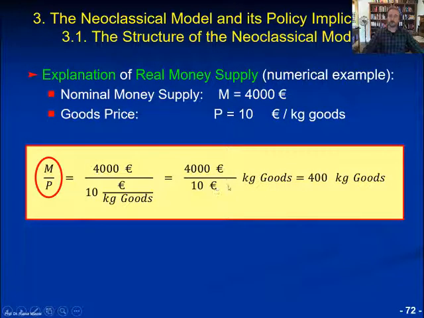Now the euro sign cancels out, and as a result we have 4,000 over 10, which is equal to 400 kilogram goods. So this means that the nominal money supplied by the central bank can be used to buy 400 kilogram GDP. This is the way we will interpret real money supply in the following. It has the dimension kilogram goods or kilogram GDP.